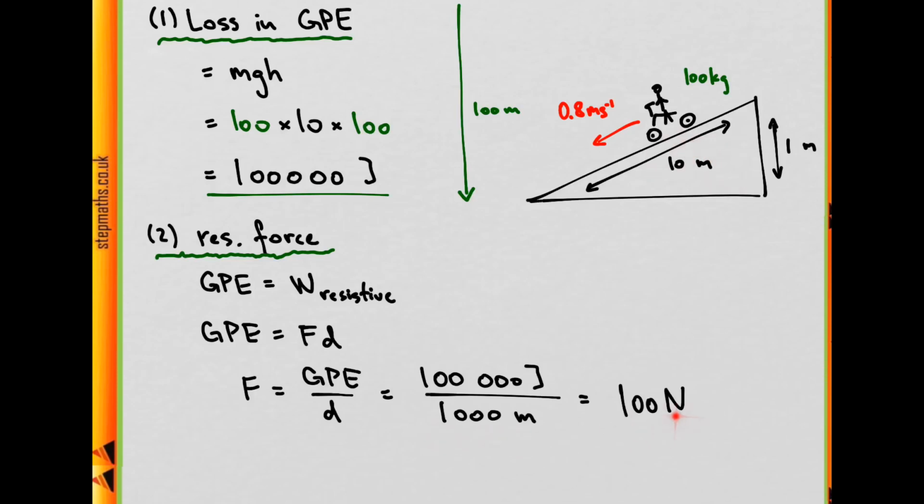And as we can see, when we plugged in the numbers, we got 100 newtons. And the combination of these two answers was in the exam option E.